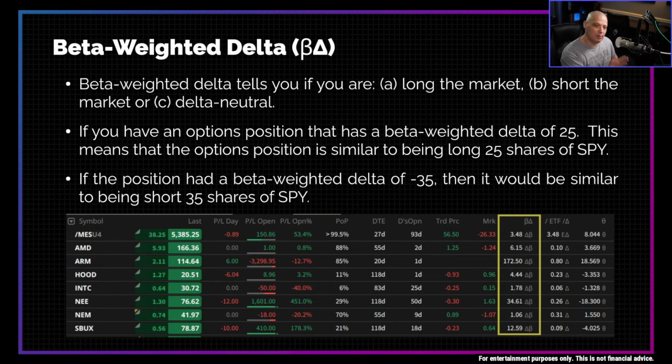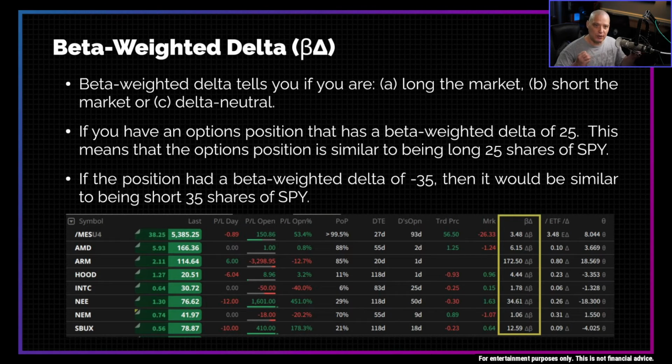So for example, if you have an options position that has a beta weighted delta of 25, this means that your options position is similar to being long 25 shares, not of the underlying stock, but remember, of the benchmark asset, SPY, right? We're using SPY for our beta weighting. So if you sold a put, I don't know, on Microsoft, and it has a beta weighted delta of 50 positive beta weighted deltas, that is essentially the same as being long 50 shares of SPY. If you had a position that had a beta weighted delta of negative 35, that's similar to being short 35 shares of SPY.